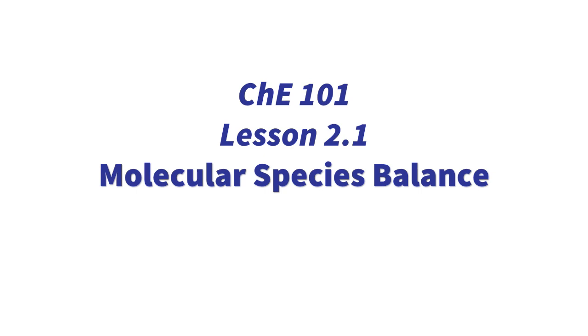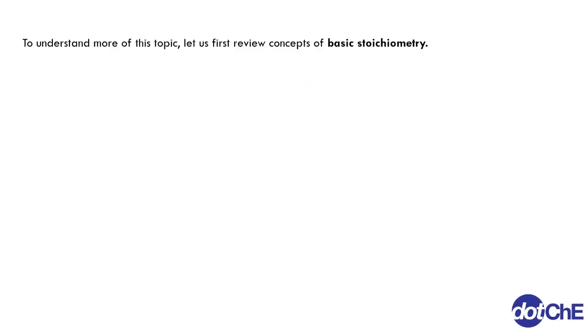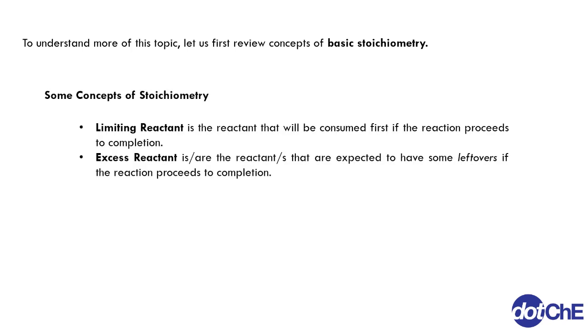Today we are going to be tackling the first lesson of the second long exam, which is molecular species balance. But before all that, we have to review the basics of stoichiometry. In stoichiometry, we have the concepts of limiting and excess reactant. The limiting reactant is the reactant that will be consumed first if the reaction proceeds to completion, and the excess reactants are those that have leftovers if the reaction does proceed to completion.